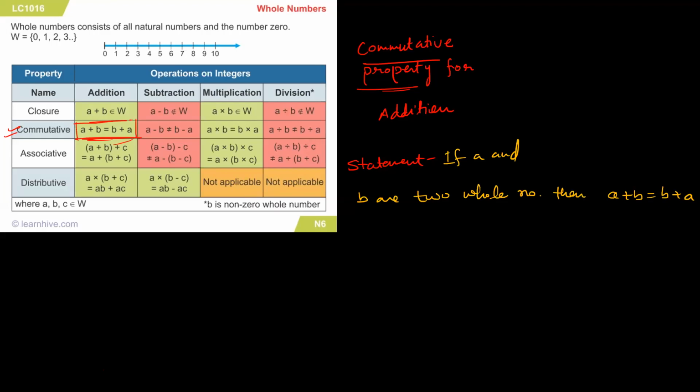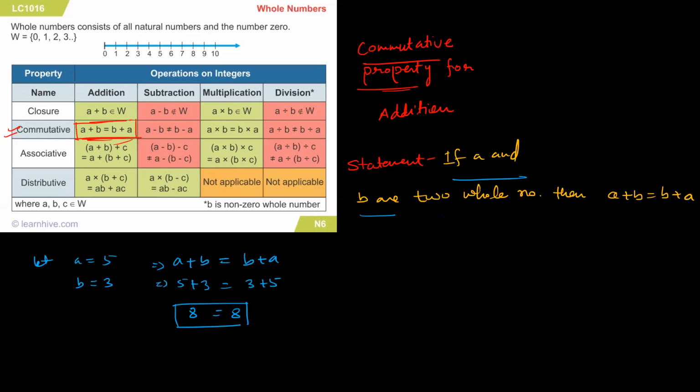Okay, now let us prove this property. How to prove? Let a is equal to 5 and b is equal to 3, both are the whole numbers, then a plus b is equal to b plus a. Let us prove this. This is the statement. Now a plus b is 5 plus 3, and here b plus a 3 plus 5, so 8 is equal to 8. So it means that this property is now proven. If a and b are two whole numbers, then a plus b is equal to b plus a. Is it clear? Is it clear or not?